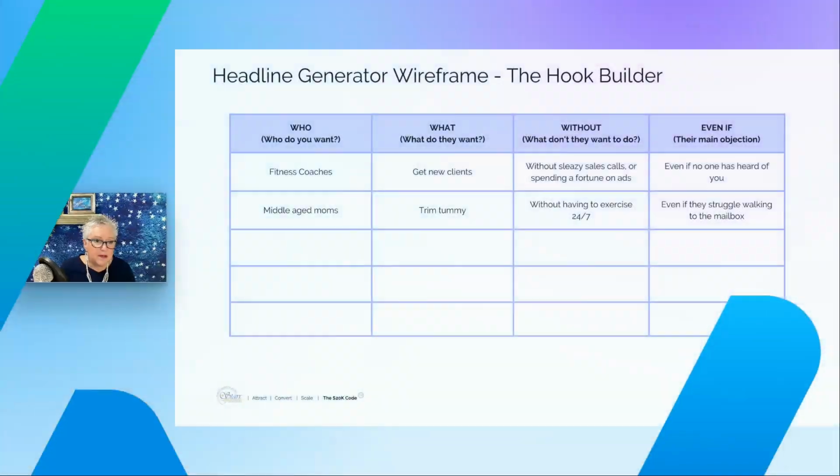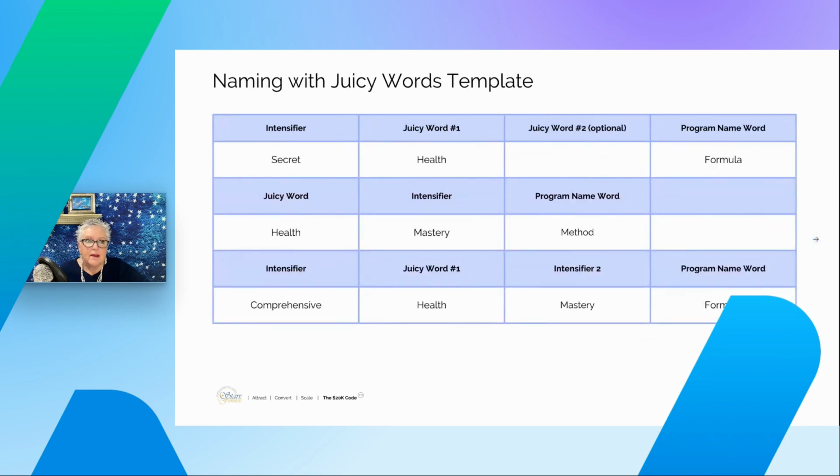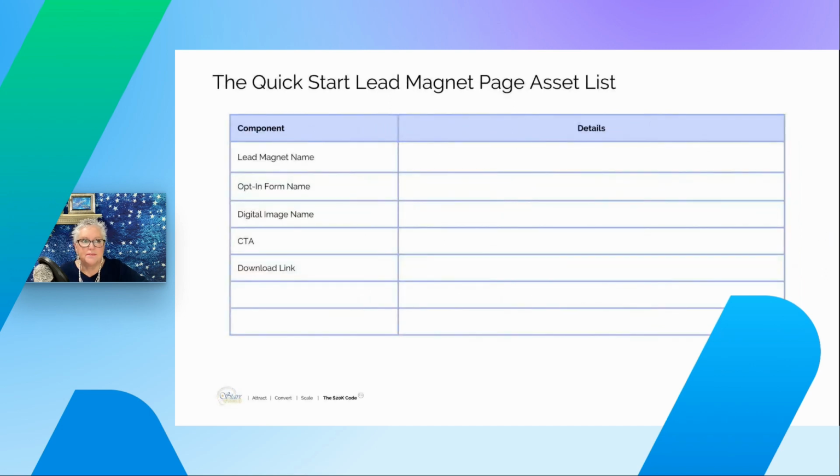Now, I'm going to share this on the screen here. Let me just talk briefly about some of the worksheets inside of my program when I work with my clients, and just a few things to help you. This is a headline generator, a wireframe, and how to build the hook. Okay. Naming juicy words template. So we need to name our lead magnet. So how do you name it? This will help you with that.